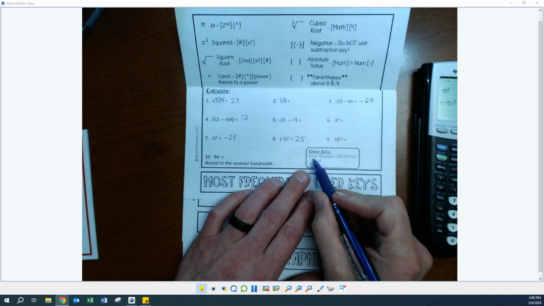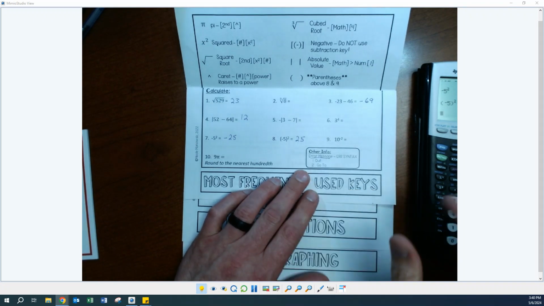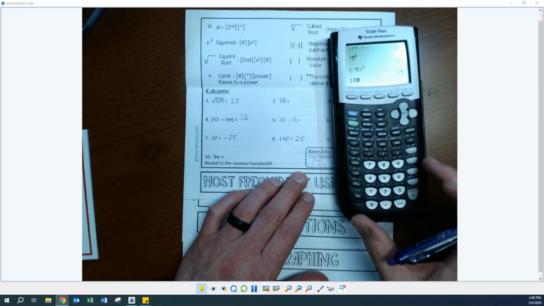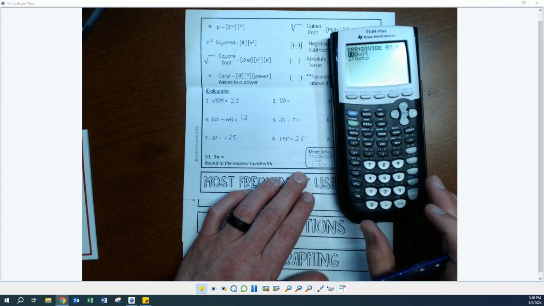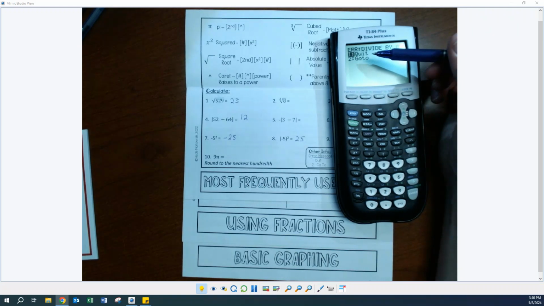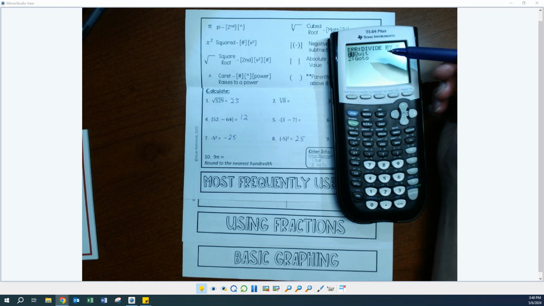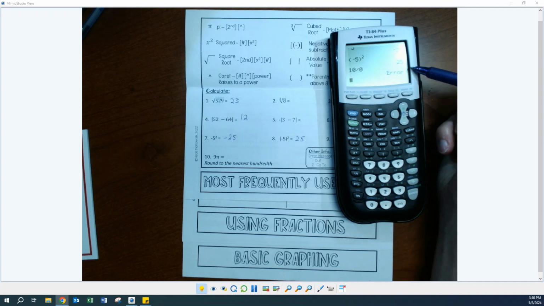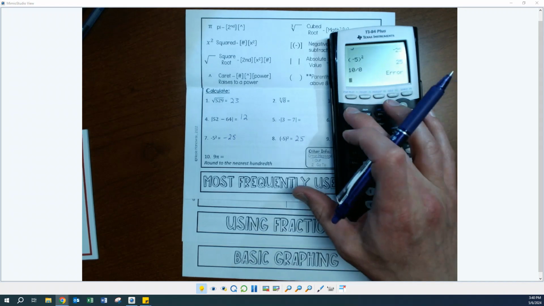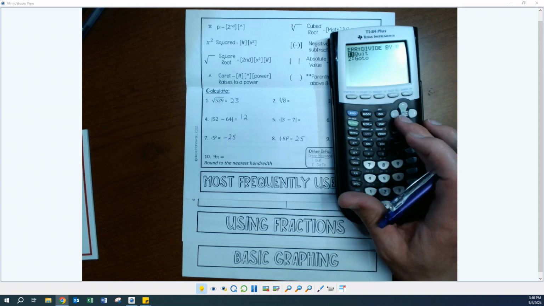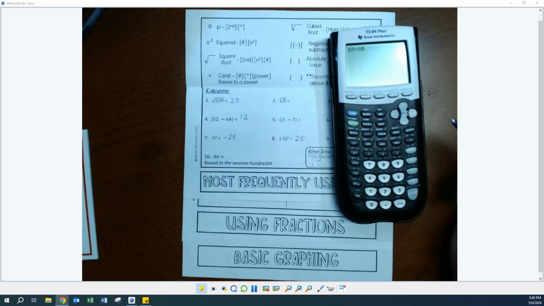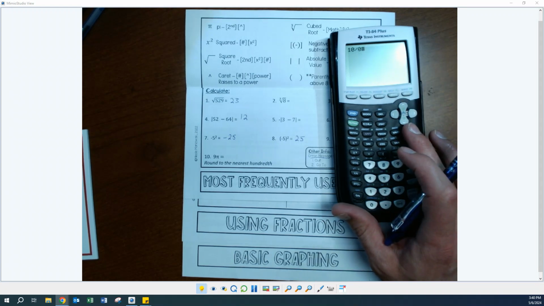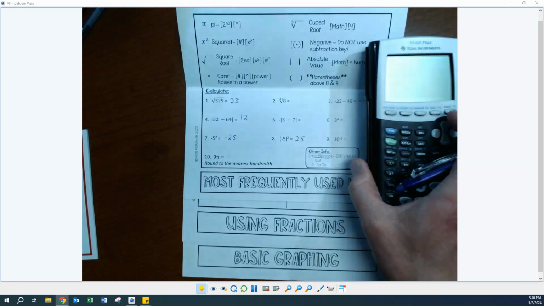If you ever get an error message, like if I do 10 divided by 0, it will tell you some sort of error. All you normally have to do is hit quit and it'll just say error. Sometimes you can go to go to, and what it's telling me is that I can't divide by 0. So I'm looking at the equation and I have to figure out that I can't divide by 0.